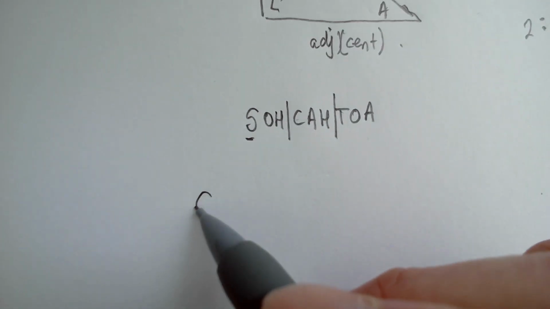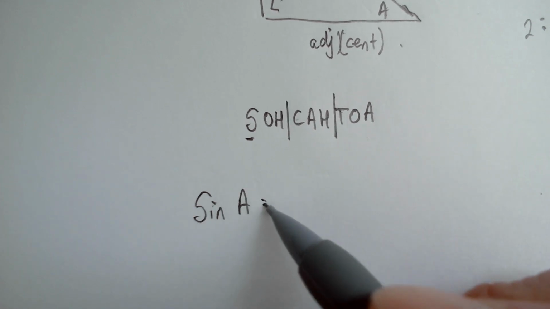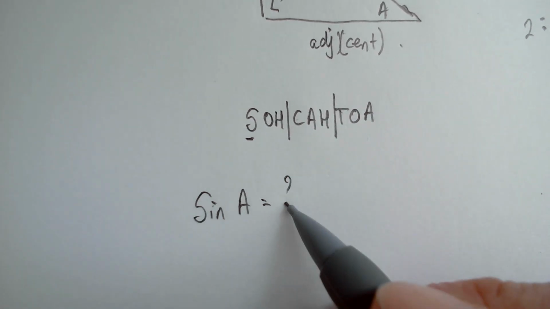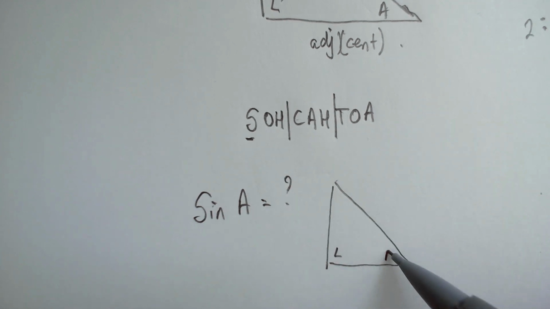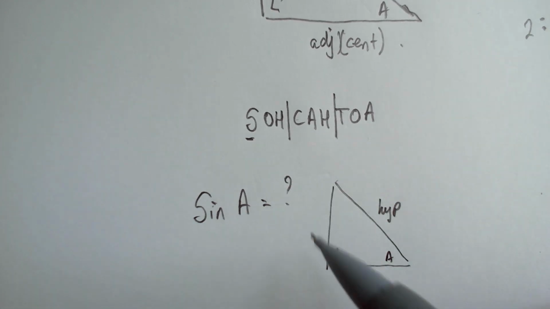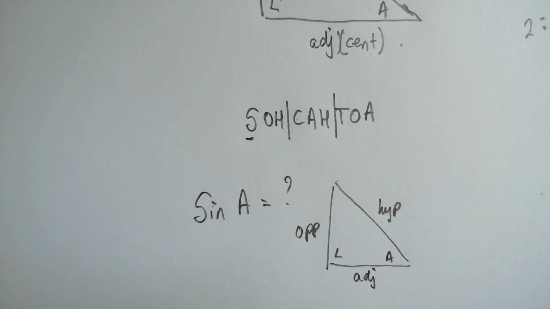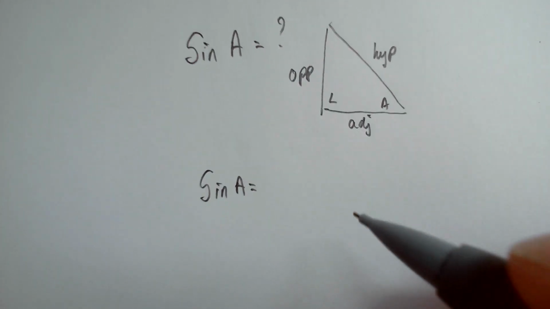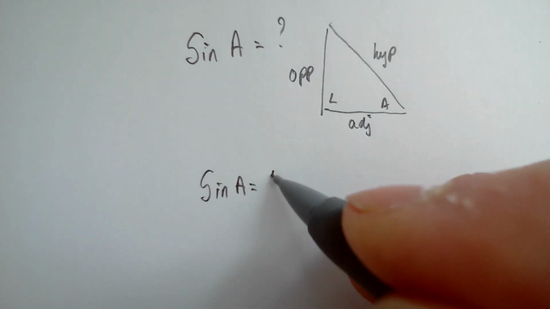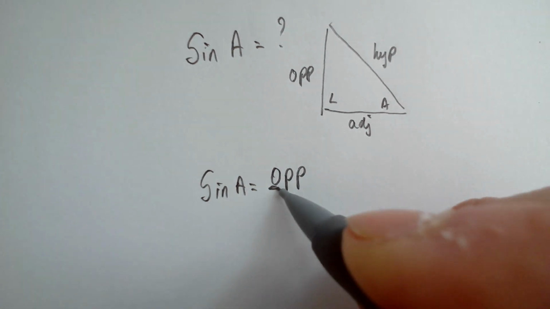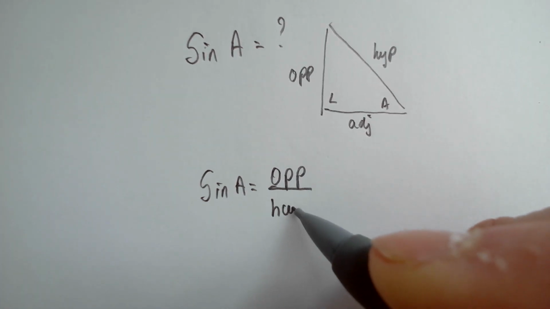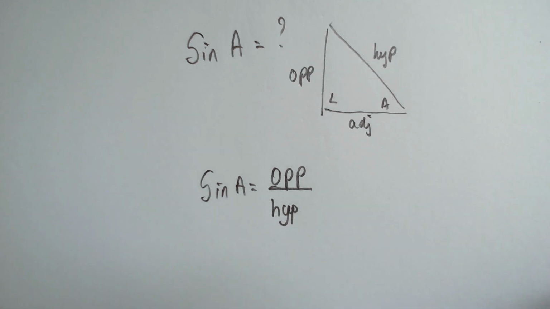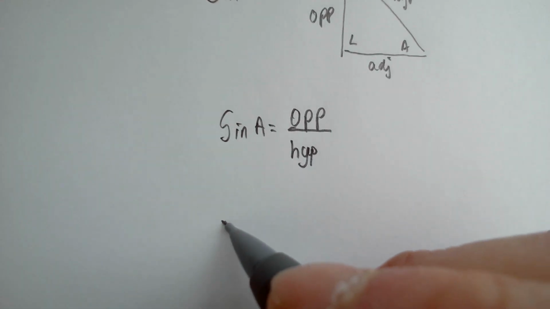And we look at what is the sine of A. Well, if we very quickly draw our triangle again, we have the hypotenuse across from the right angle, with the opposite side and the adjacent side. And the sine of A is the O for opposite, the O of the SOH, and the H is for the hypotenuse. So the sine of angle A in our triangle is opposite over hypotenuse.